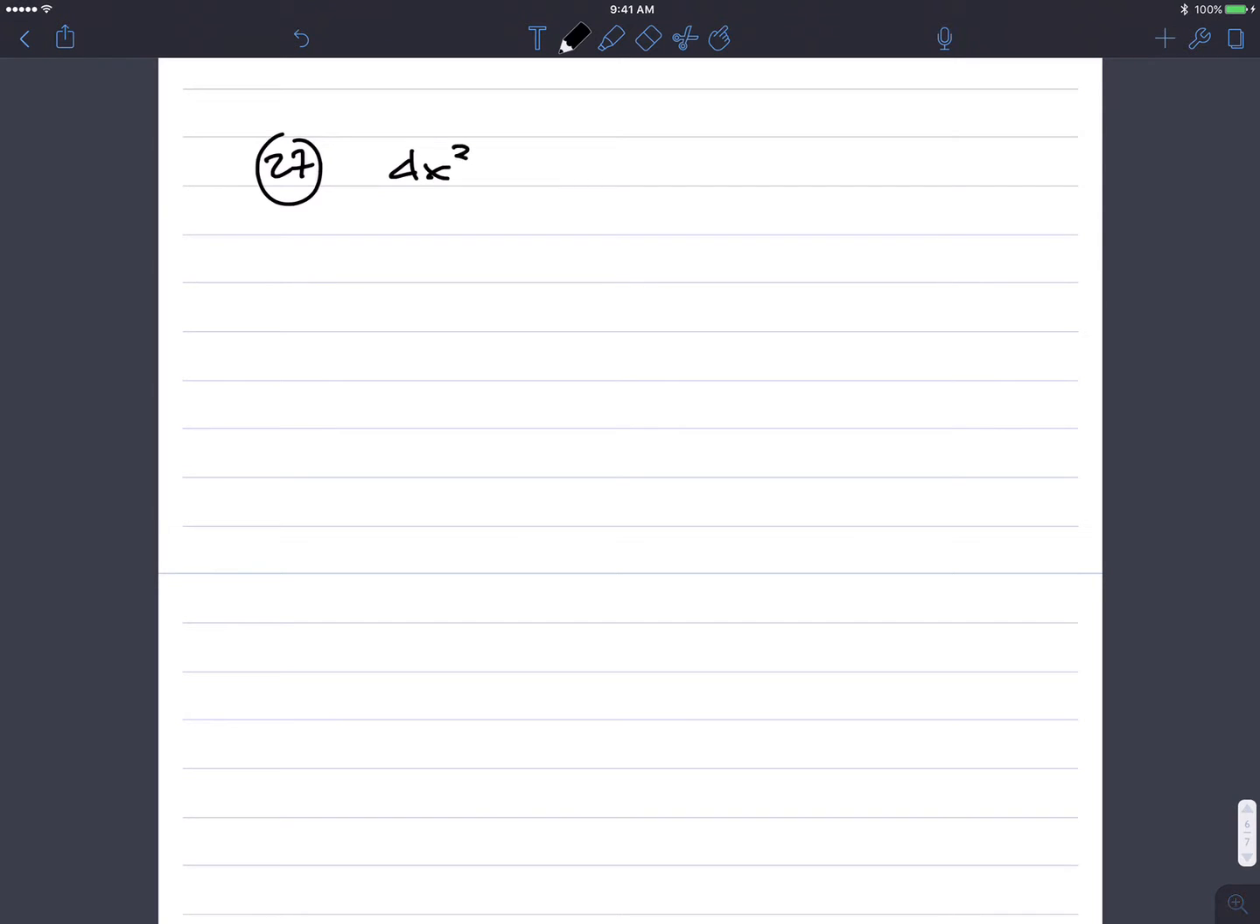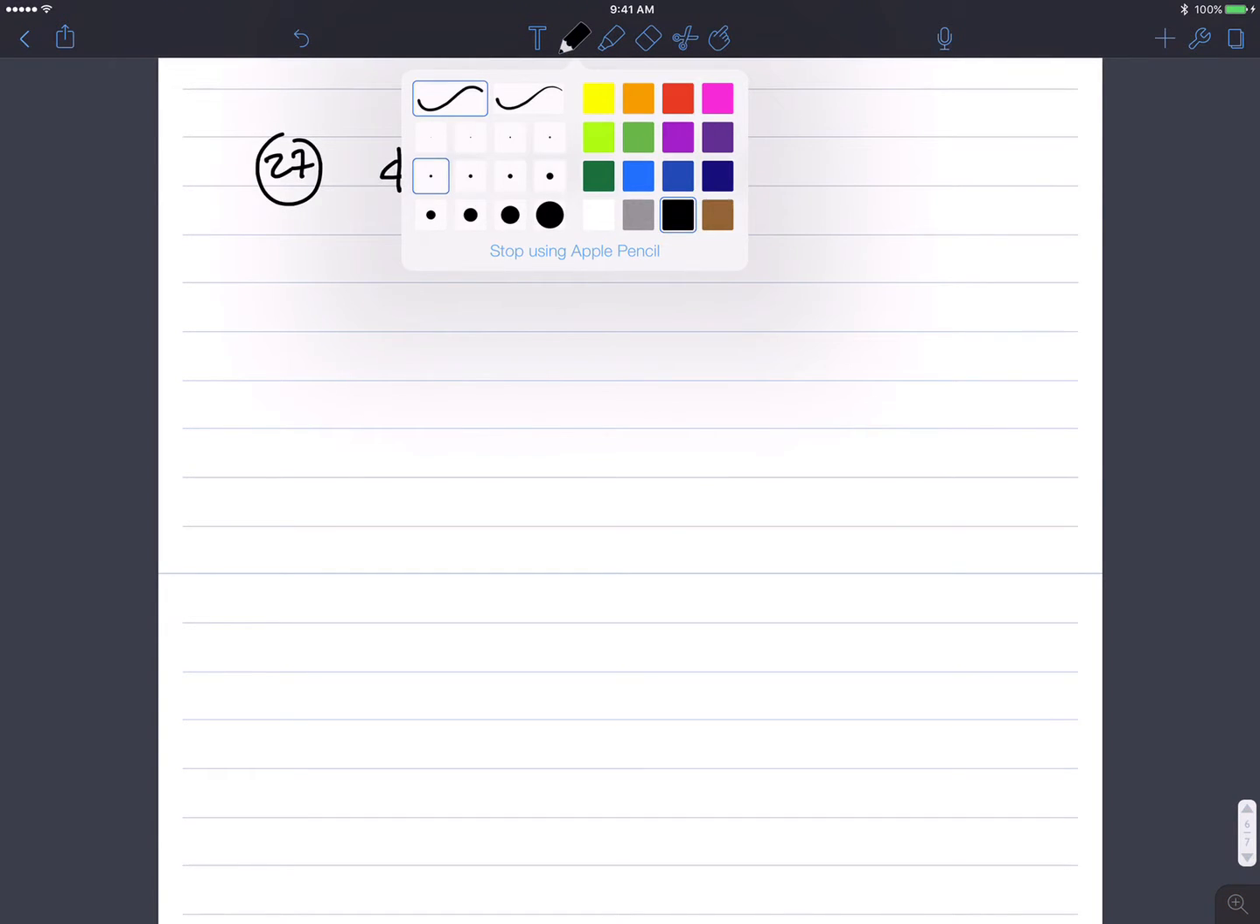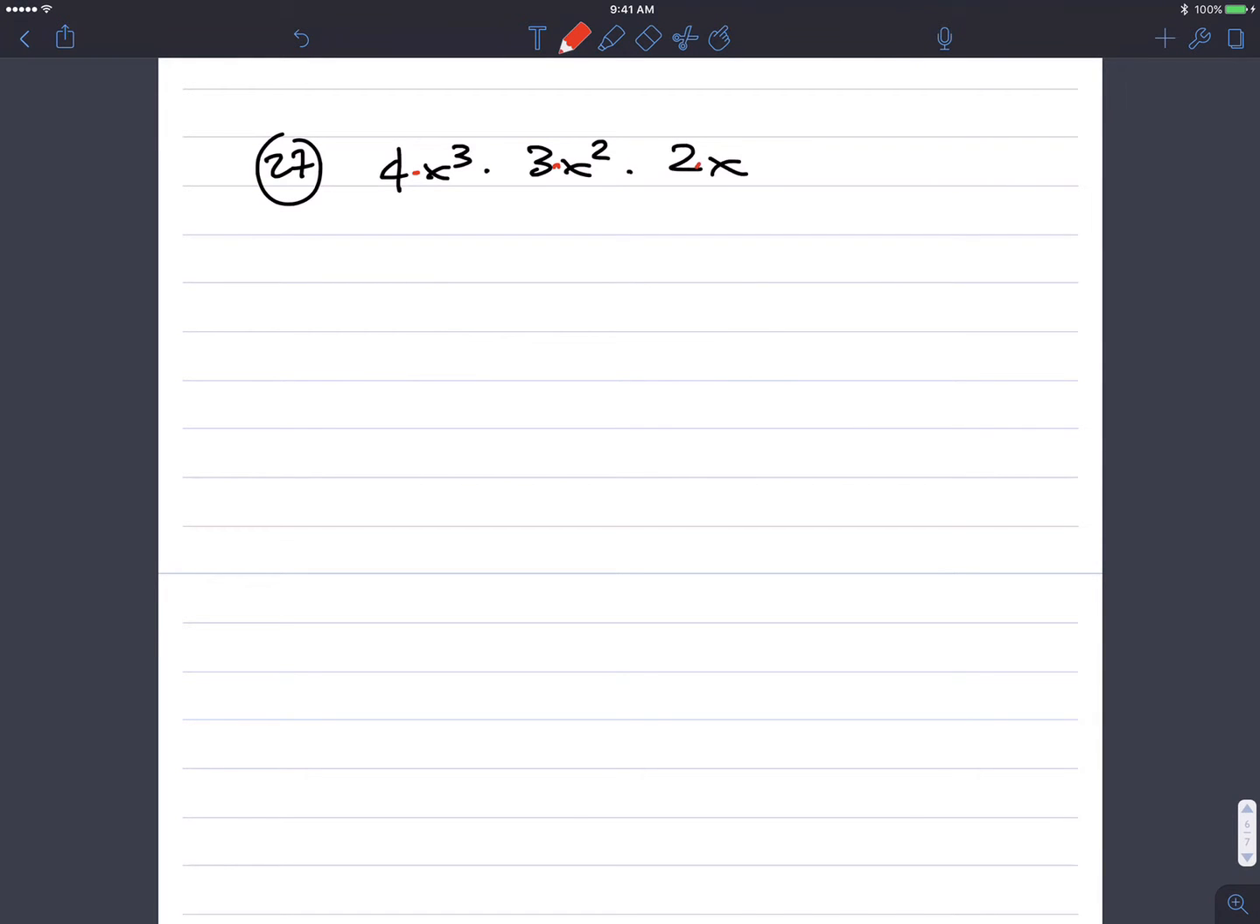Number 27: 4x cubed times 3x squared times 2x. Again, blank spaces. Here, here, and here. We have a string of multiplication. Switch the order, because the order in which you multiply doesn't matter. Switch it in a way that helps you simplify. So I'm going to put all my constants, all the coefficients, together, and now I'm going to put my exponentials next to each other. Don't forget, there's a power 1 here. If they don't have a power, it's always understood by default to be 1.